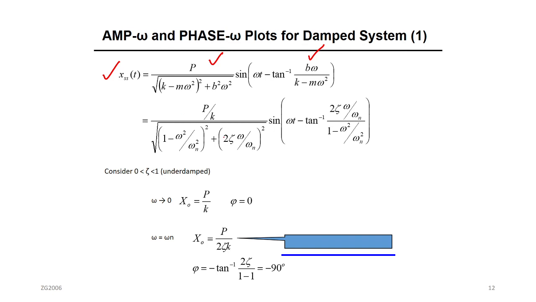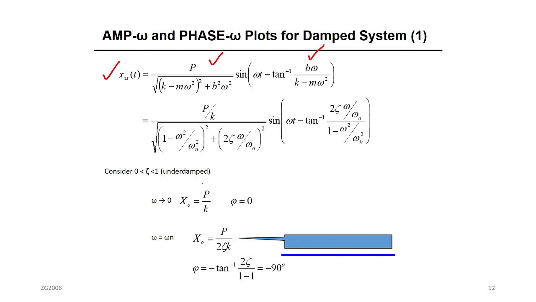You can also represent the steady state solution in terms of zeta and omega n. If you divide the numerator and the denominator by k, you will get all the variables. Also here, if you divide the numerator and the denominator by k, you will have your solution in terms of zeta and omega n, instead of b, k, and m. Same thing.